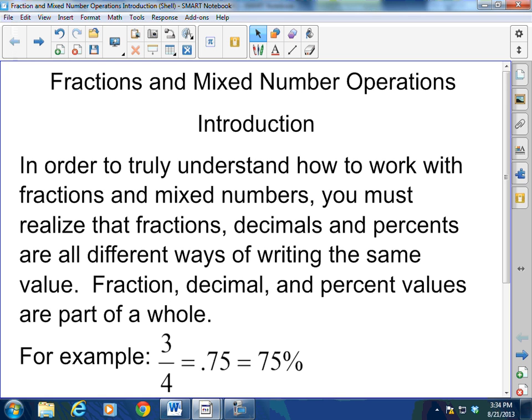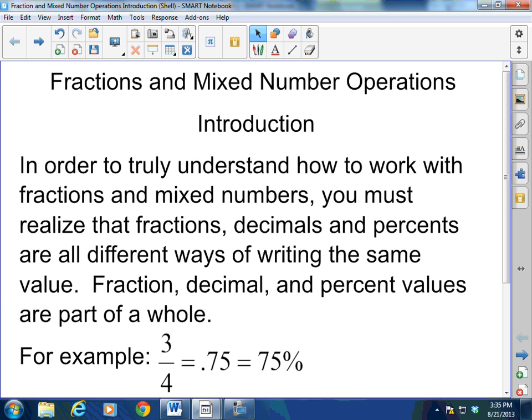Today we are going to be talking about fractions and mixed number operations introduction. I'm just going to go over some basics today. Should be pretty easy. We're going to go over some vocabulary so that we can really make sure that the concepts of fractions and mixed numbers are solid. And then from there we can go ahead and start on operations like addition, subtraction, multiplication, division, and then some conversions to decimals and percents and all that good stuff.